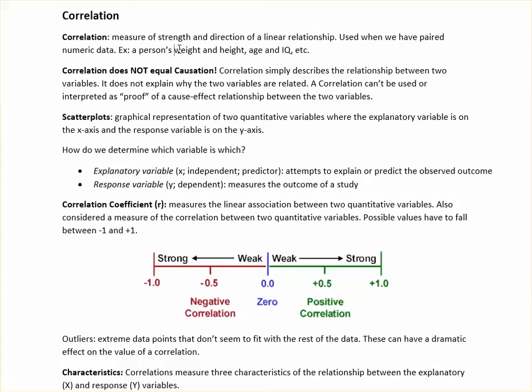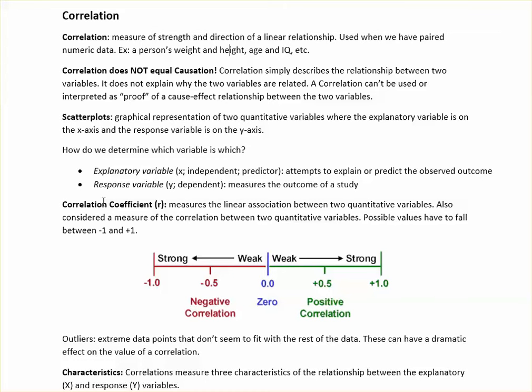So with weight and height, maybe you do have an idea. Maybe you think people who are taller weigh more. Well, in that case, height is going to be your explanatory, because you're thinking it's explaining the response variable of weight. Age and IQ, maybe you think the older someone is, the higher their IQ. So in that case, age is going to be your explanatory that you think explains or predicts the response variable of IQ. Just an example there.